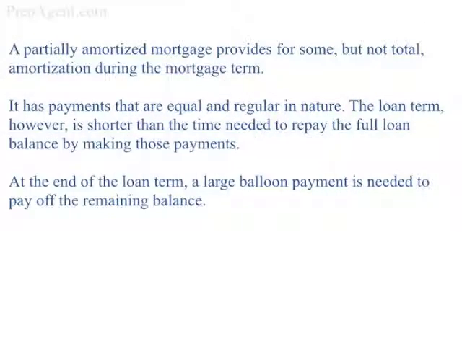A partially amortized mortgage provides for some, but not total, amortization during the mortgage term. It has payments that are equal and regular in nature. The loan term, however, is shorter than the time needed to repay the full loan balance by making those payments. At the end of the loan term, a large balloon payment is needed to pay off the remaining balance.